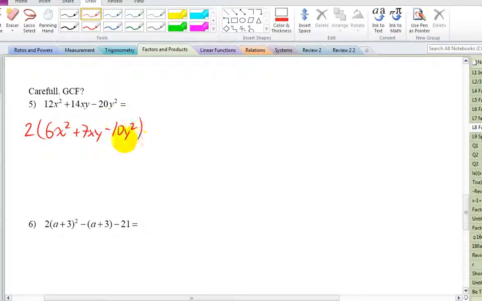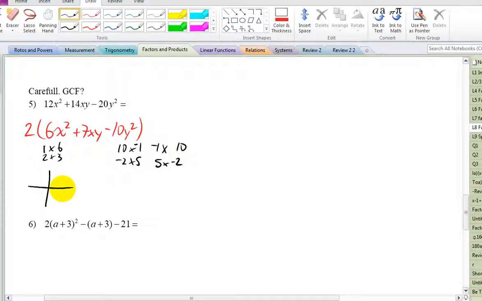Okay, so now I can go ahead and do my box method. So this 6 breaks down into 1 by 6 or 2 by 3. This breaks down into negative 10 by 1 or 1 by negative 10. Oh, I screwed up. The smaller one has to be negative. So negative 1 and 10, or negative 2 times 5 or 5 times negative 2. Okay, I don't have to worry about the other combinations.